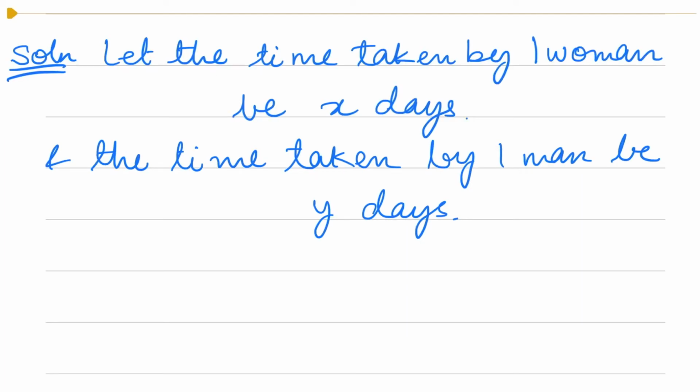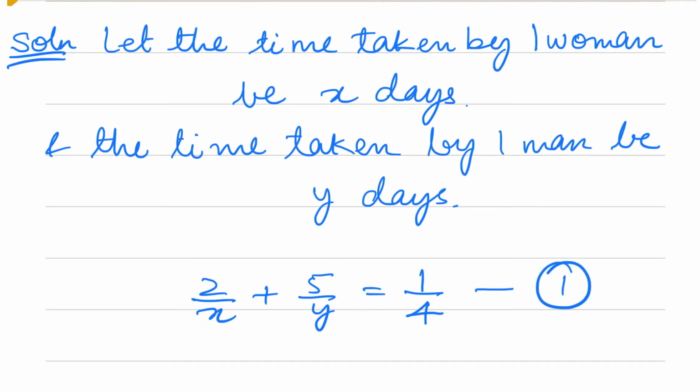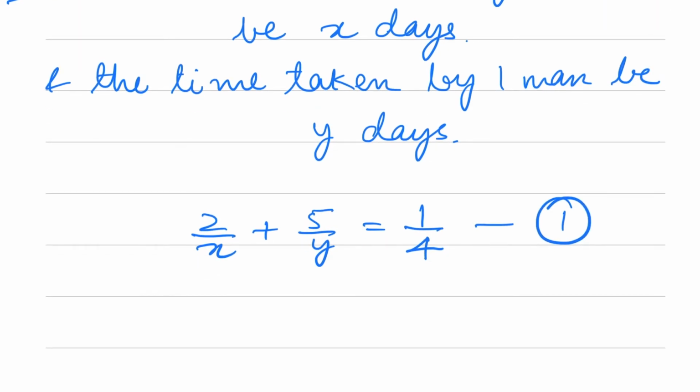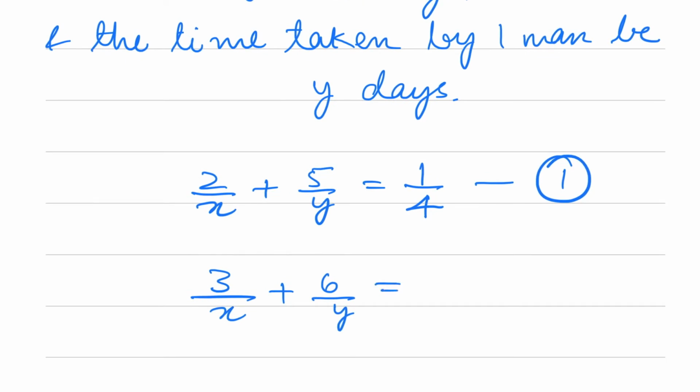So 2 women will do 2 by x part in one day. And 5 men will do 5 by y part of the work in one day. So it is completed in 4 days. So by these two, in one day, 1/4 of the work will be done. Right? So this is the first equation. Secondly, they are saying 3 women and 6 men, they finish it in 3 days. So that is equal to 1/3 of the work will be finished.